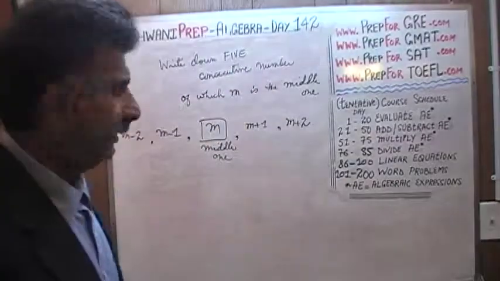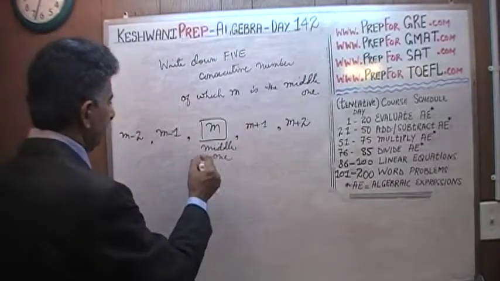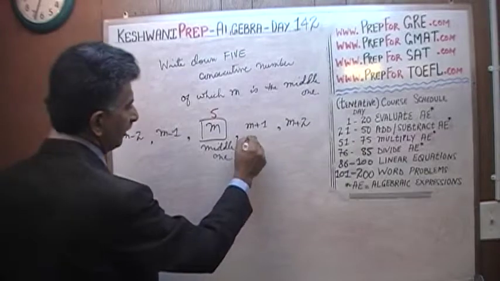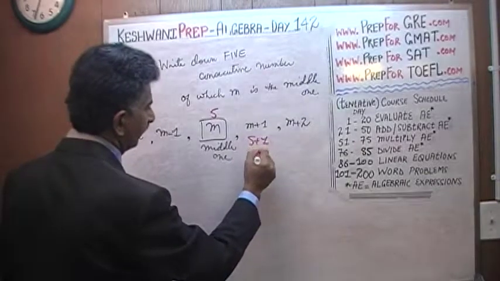And we can verify it by plugging in numbers. Let's pretend M is 5. If M is 5, the one after that is going to be 5 plus 1, or 6.